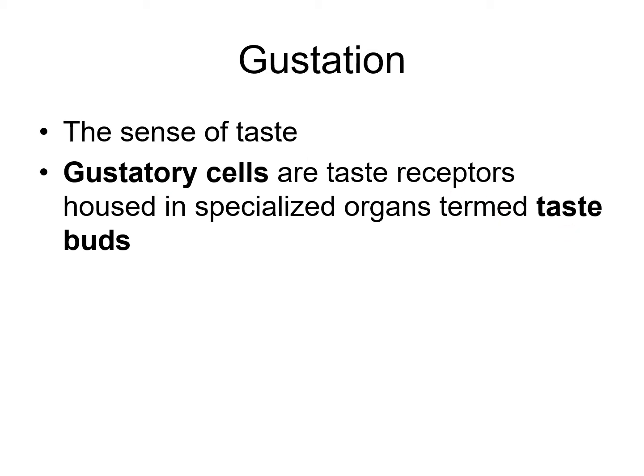Those taste buds are mostly located on your tongue, but we also have a few scattered on our soft palate. We also have a few taste buds on the inner surface of our cheeks. We've got some on our pharynx, which is your throat, and we also have some located on our epiglottis.